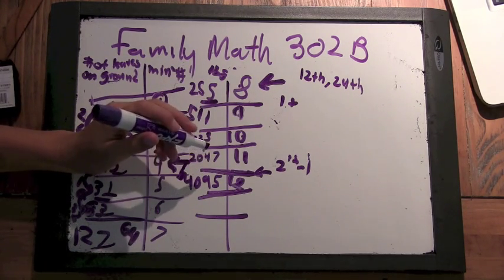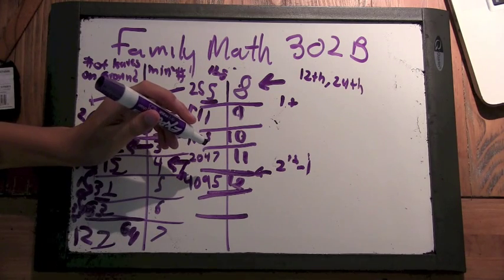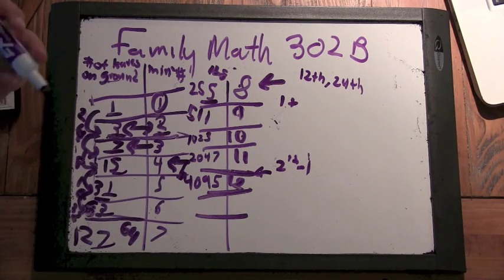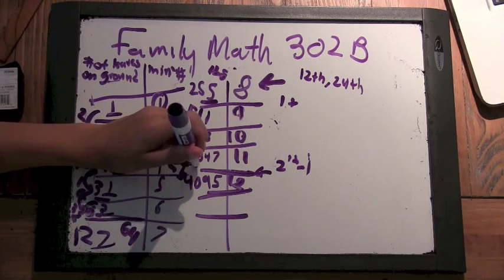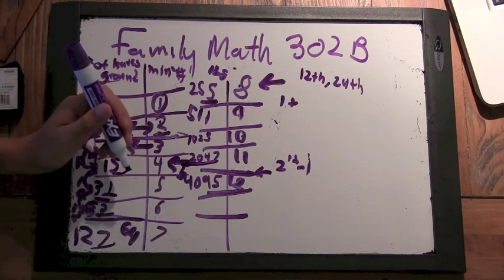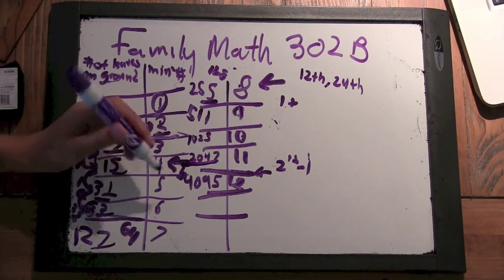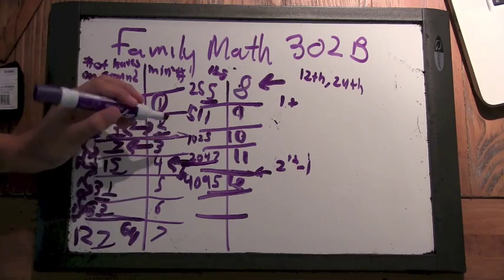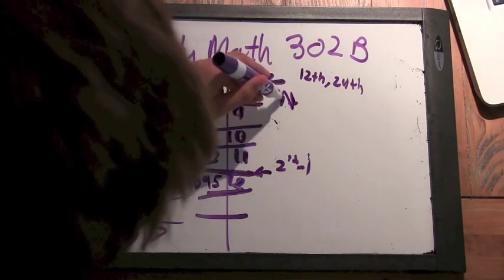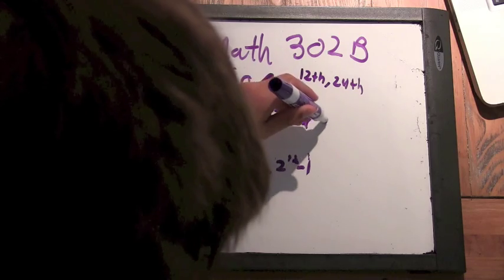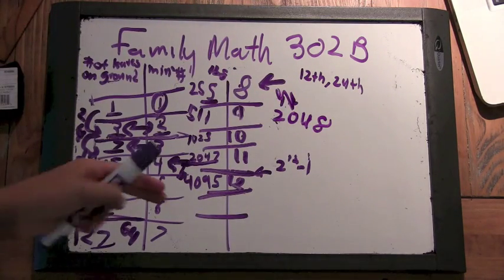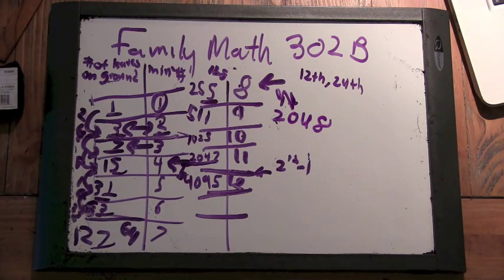Alright, and how do you figure out how many leaves fall in each minute then? Well, it's the number of leaves on the ground at the start of the minute plus 1. Okay. So that's 2048 at the 12th minute. Alright. How about at the 24th?